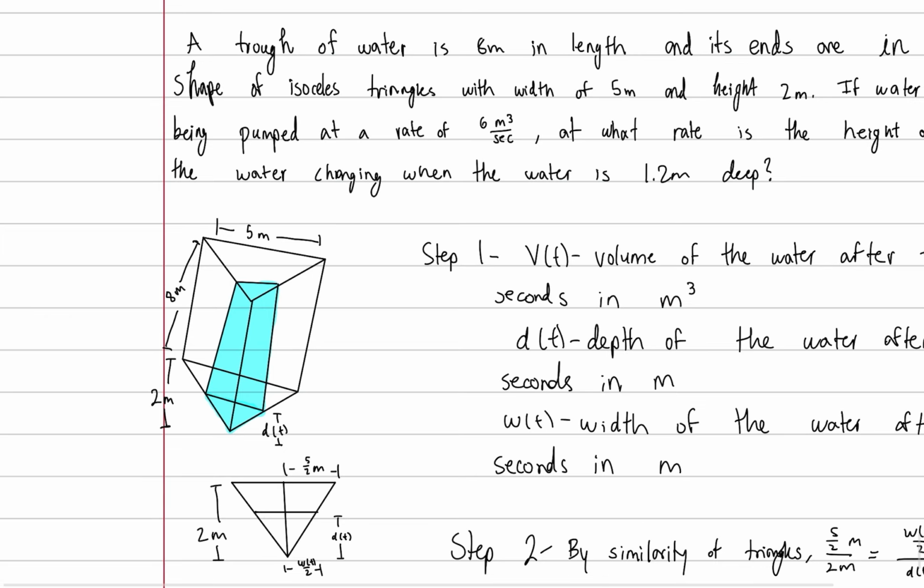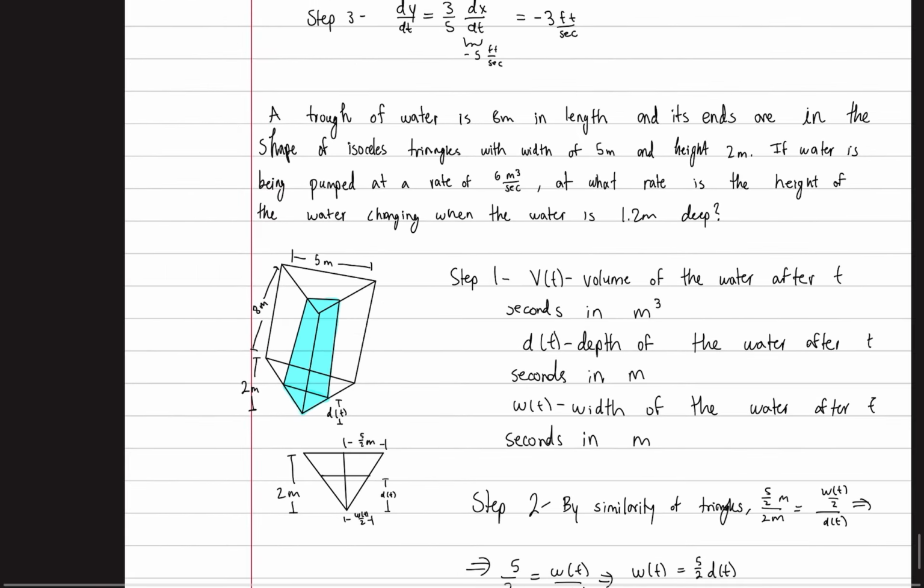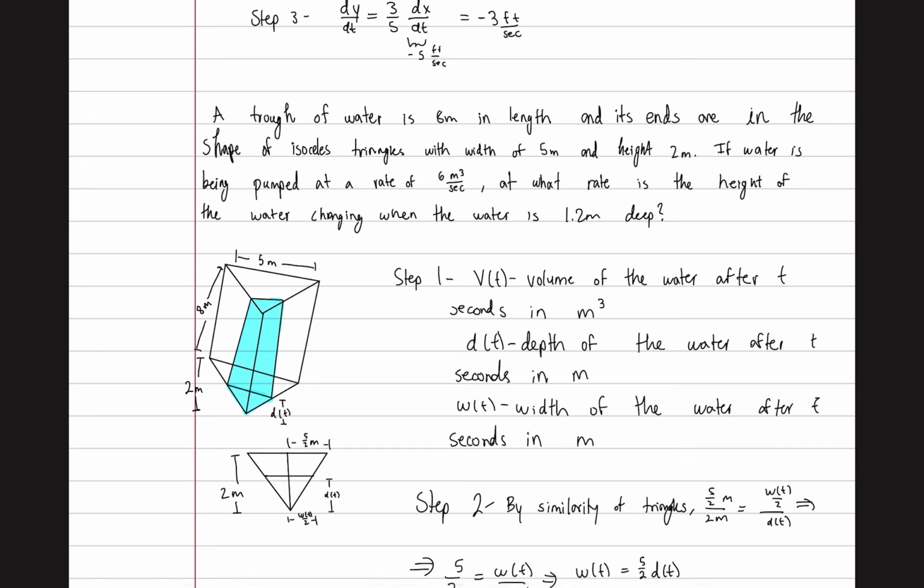So our width is 5 meters, our height is 2 meters, and we are given that water is being pumped at a rate of 6 meters cubed per second. At what rate is the height of the water changing when the water is 1.2 meters deep?